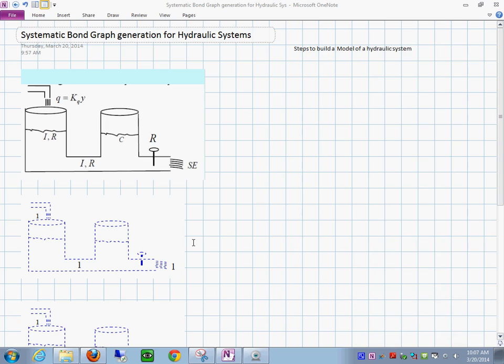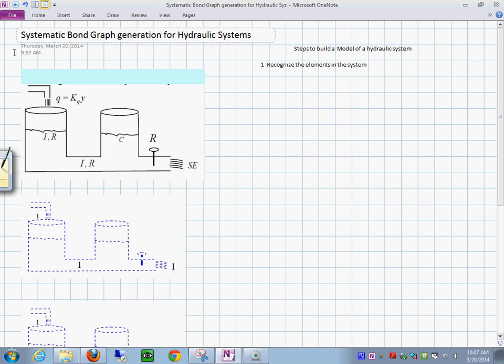So what we have is a situation where we have the system in here. The first step was to recognize the elements, right? One is you need to see the elements in the system. Okay, so what do we have in here?